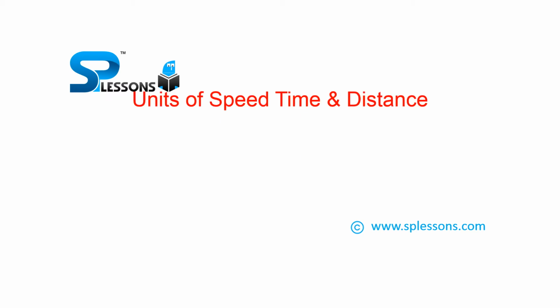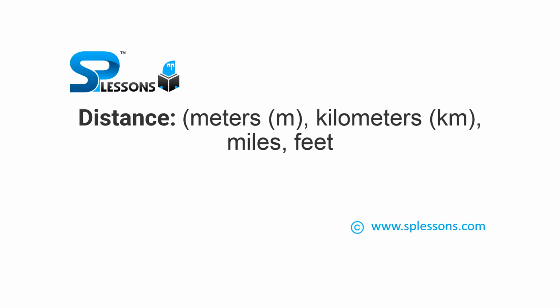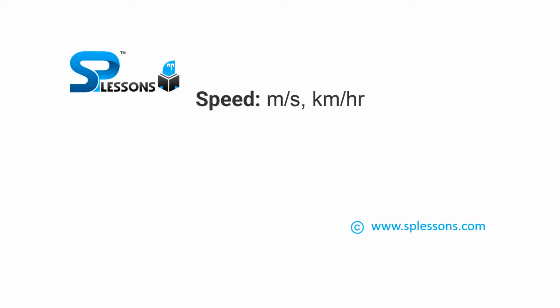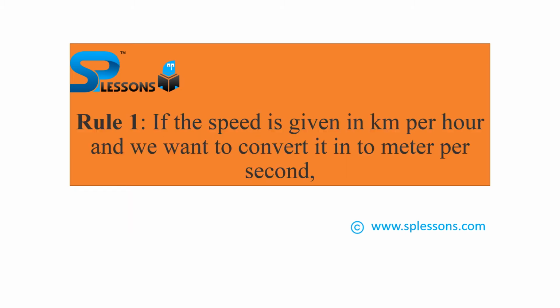So what are the units of speed, time and distance? Time: we can measure time in seconds, minutes, hours. Distance: we can measure distance in meters, kilometers, miles and feet. We can measure speed in meters per second and kilometers per hour. So now the rules to quickly solve problems related to time and distance.